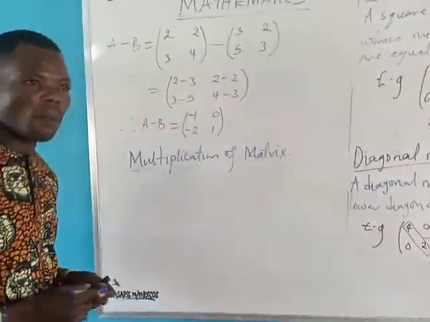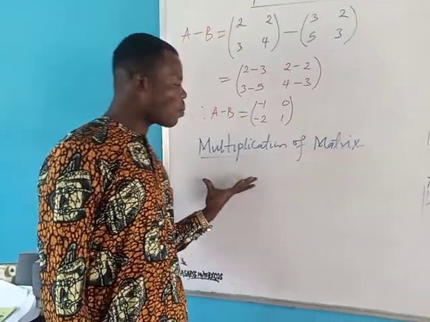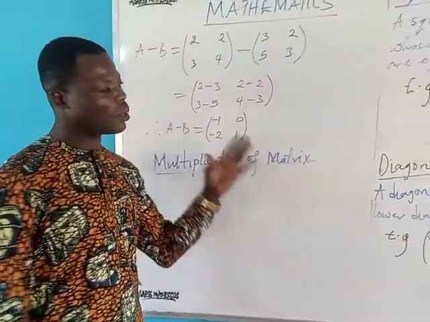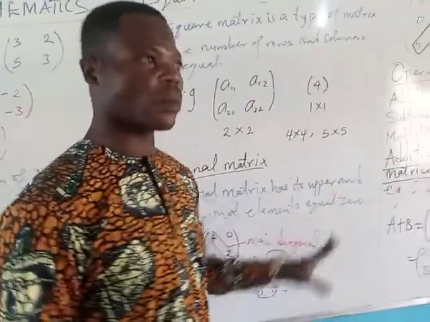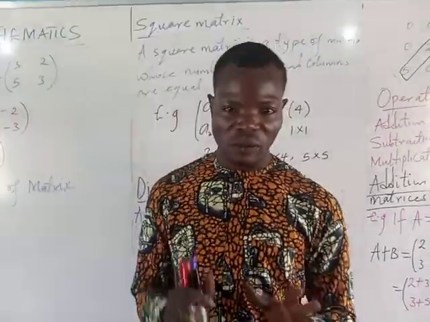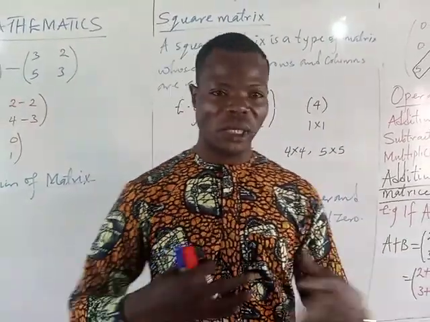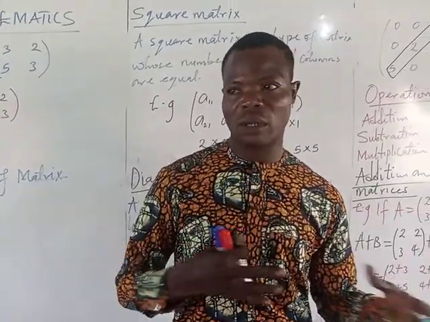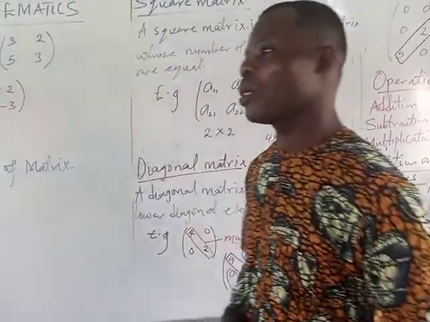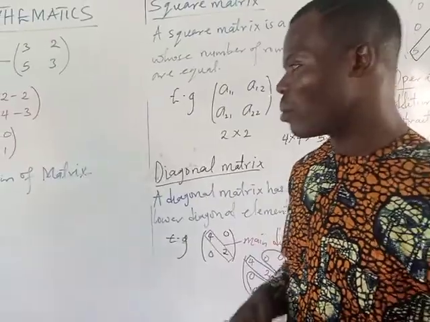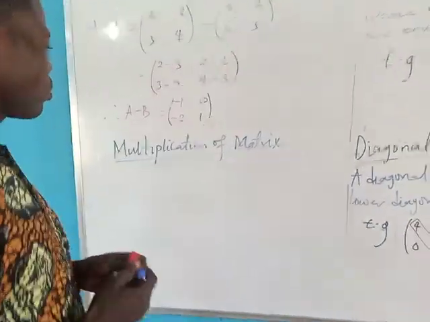How do we multiply matrices? The problem here is not the same as that of addition and subtraction, so we are solving it in a different category. We are not considering the same elements of the two or more matrices given. But what do we do here? We are going to apply a little operation here.